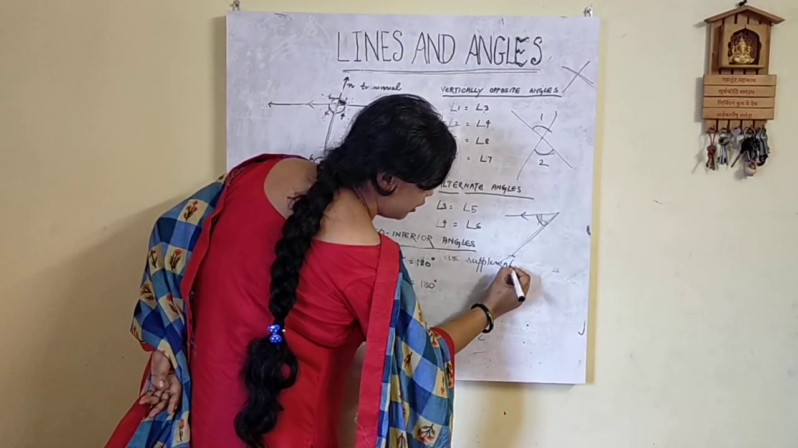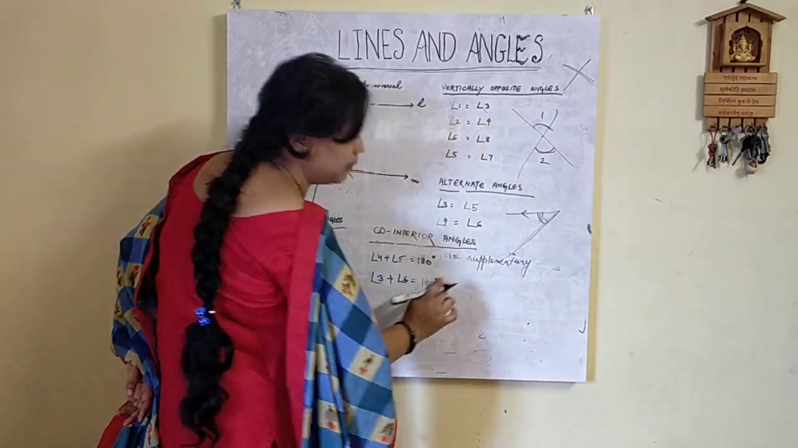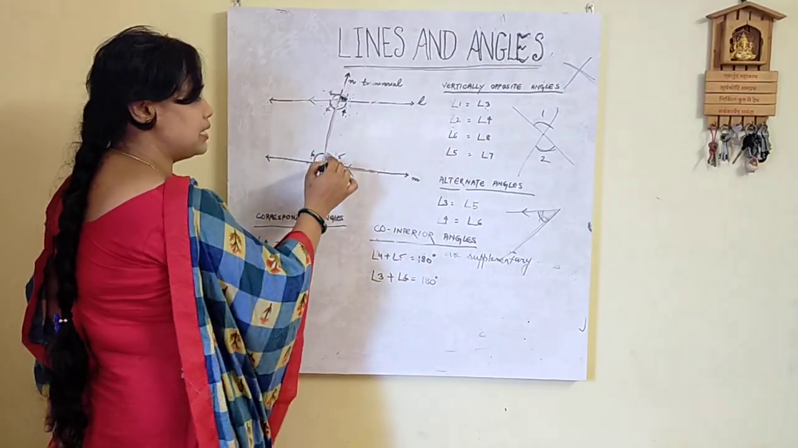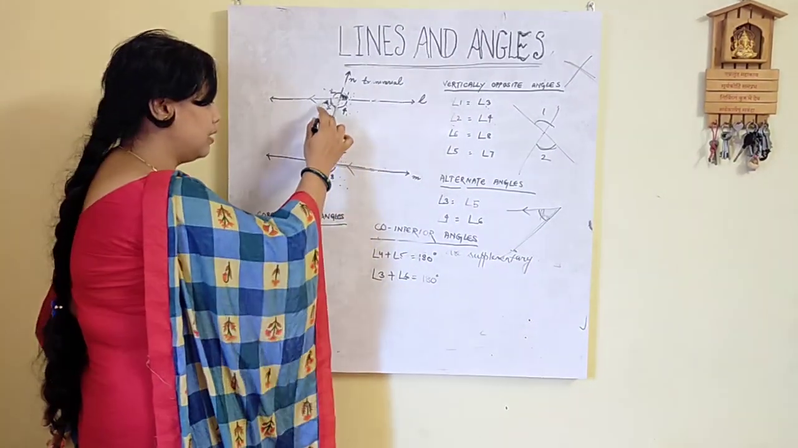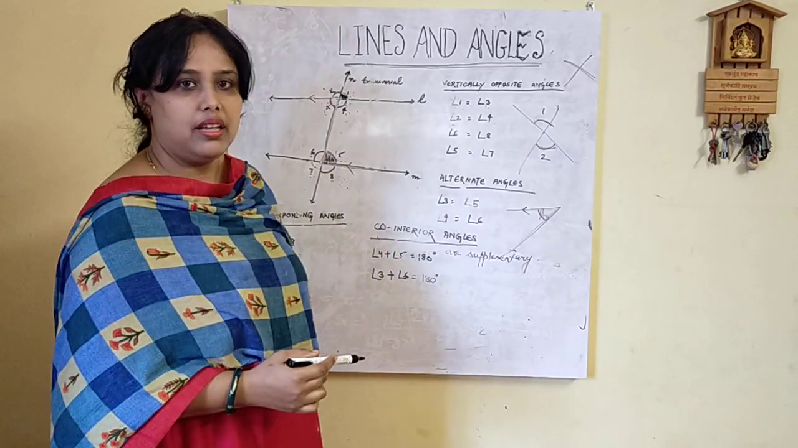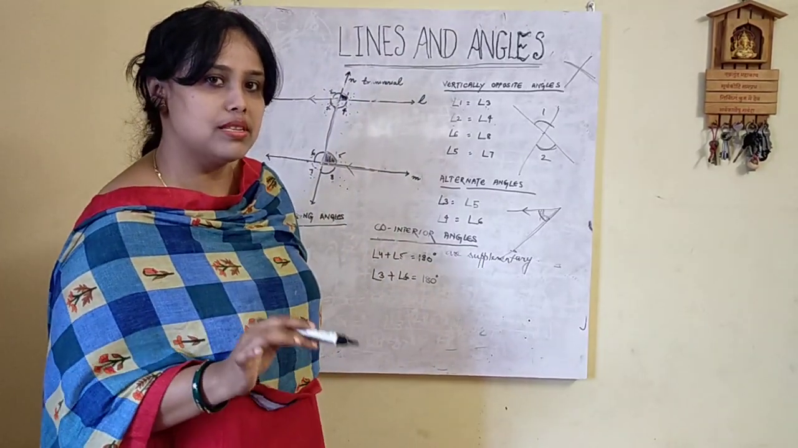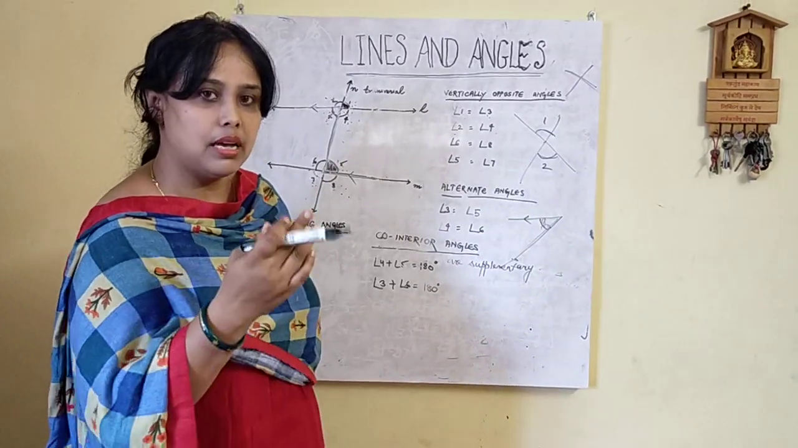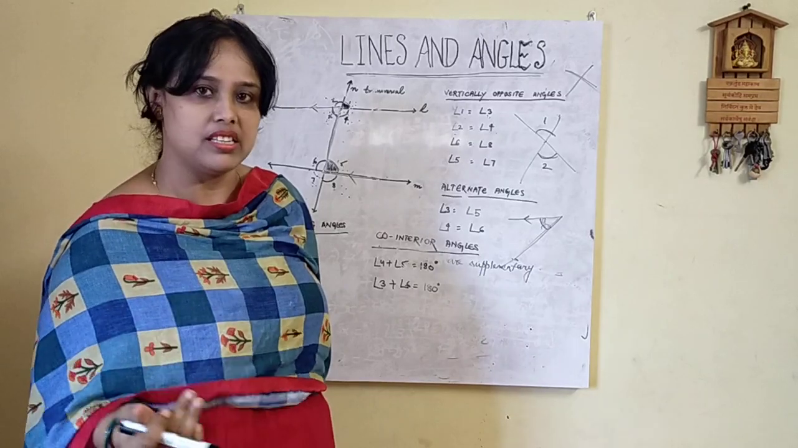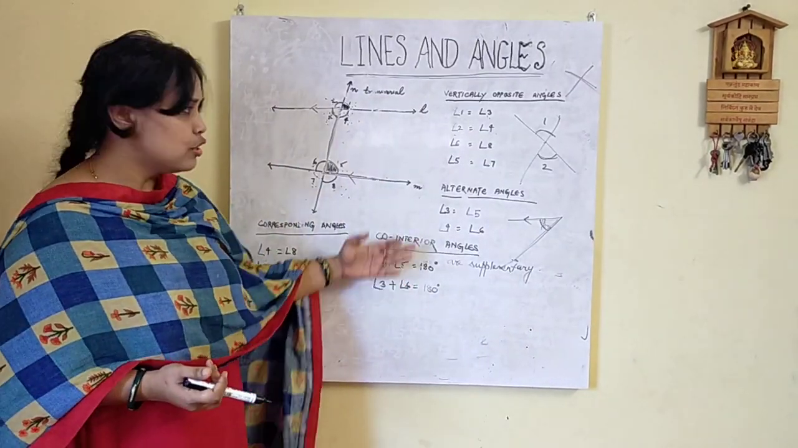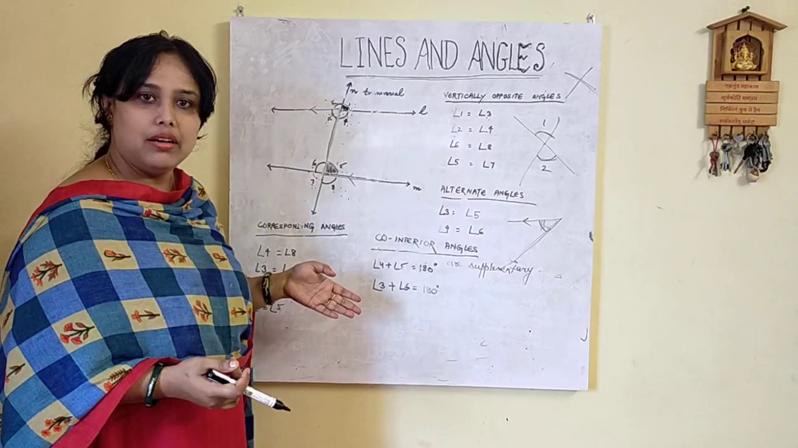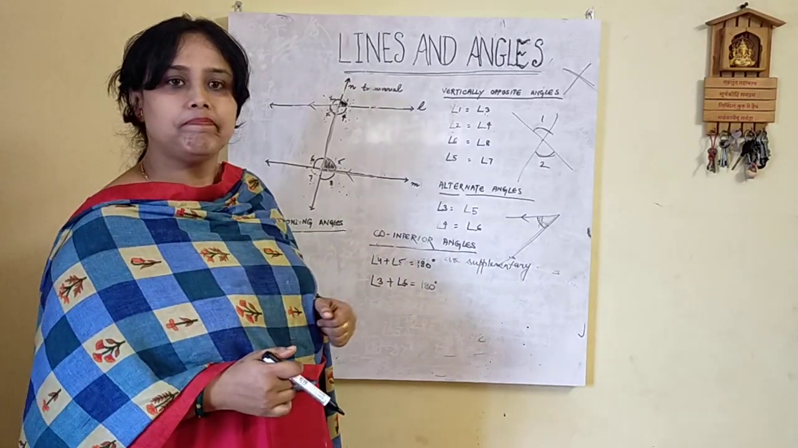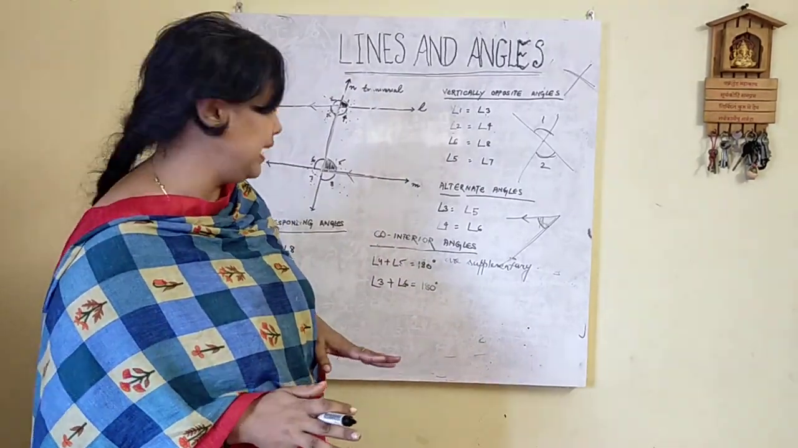Supplementary means, students, we have already done in your previous class. Supplementary means the sum is equal to 180 degrees. So here angle 4 plus angle 5 is equal to 180 degrees and angle 3 plus angle 6 is equal to 180 degrees. So co-interior angles, the fourth rule, by which you will be doing the sums: co-interior angles are supplementary, that is, the sum of two co-interior angles is equal to 180. It's already written for you. You can just give a quick look at all these angles and the rules, then you can understand the concept. It's not a big deal at all.